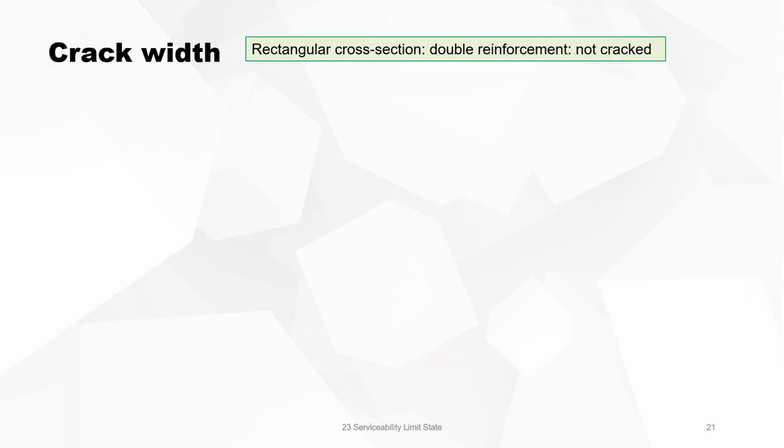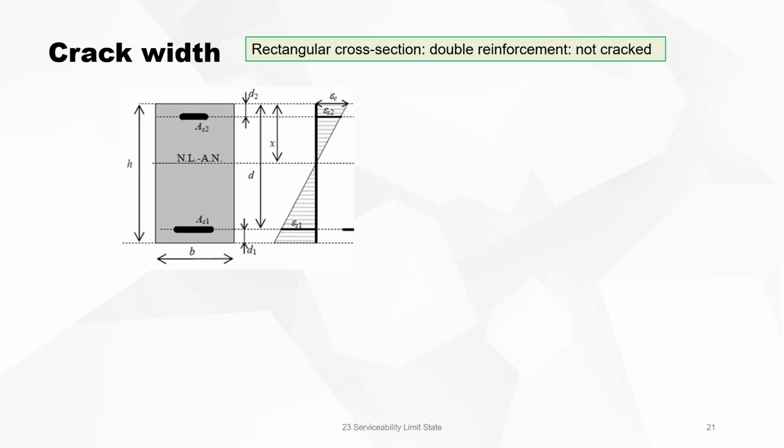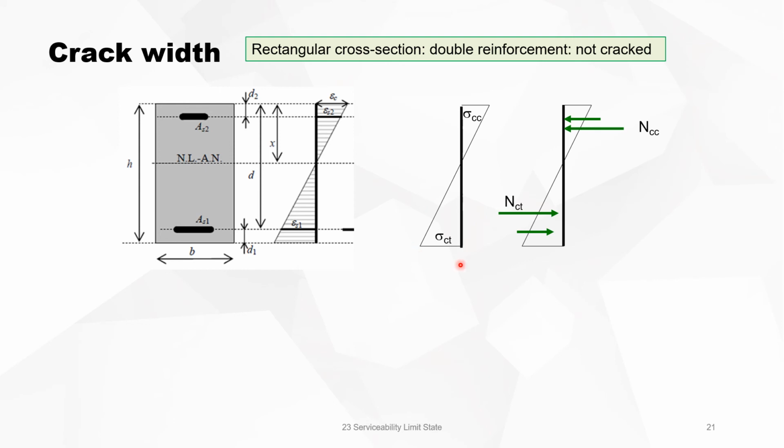Now let's calculate a cracking moment. How do we do that? For a rectangular cross section and double reinforced, we consider a non-cracked section. A non-cracked section means that we take the tensile stress of the concrete into account. The section is not cracked, so the tensile stress here we take into account.